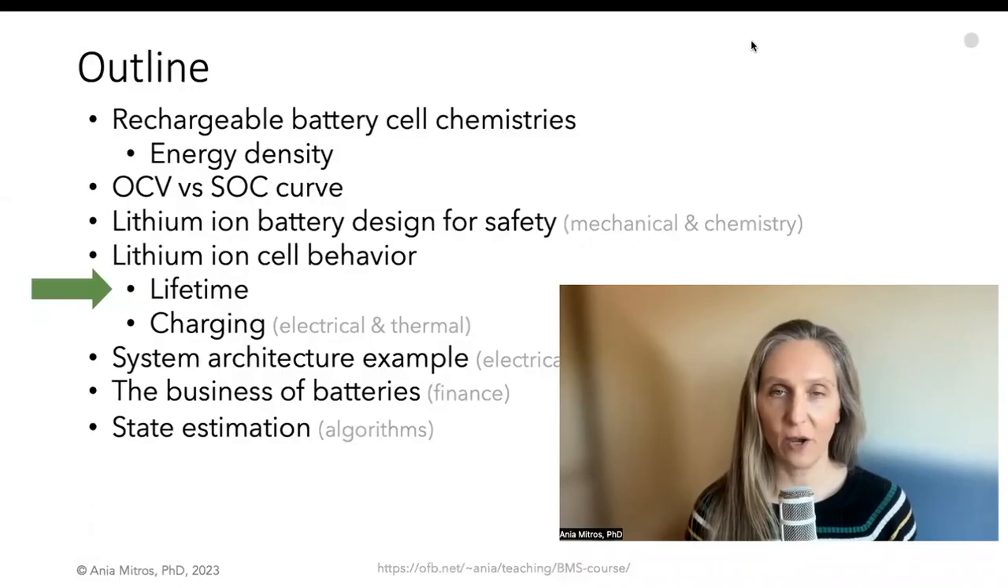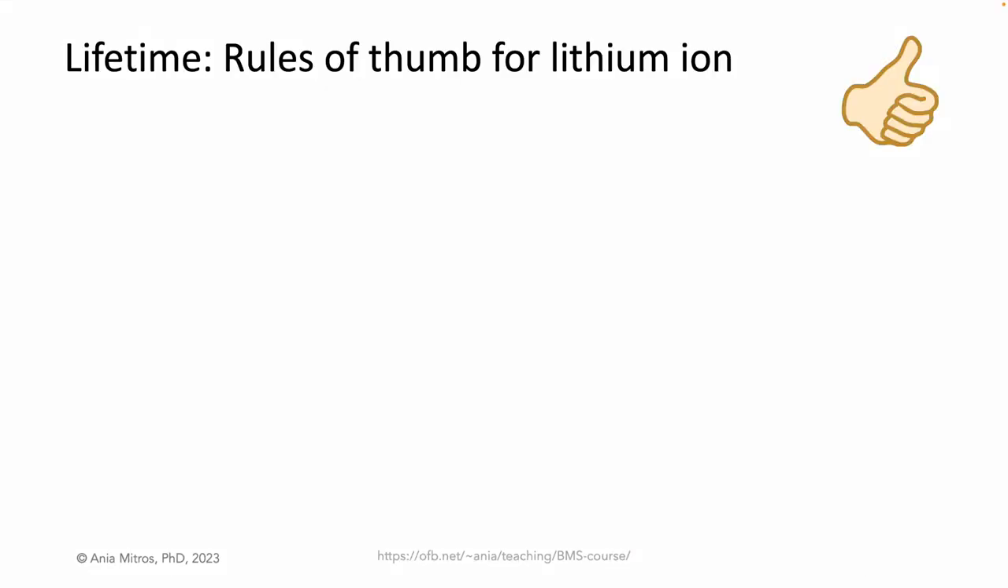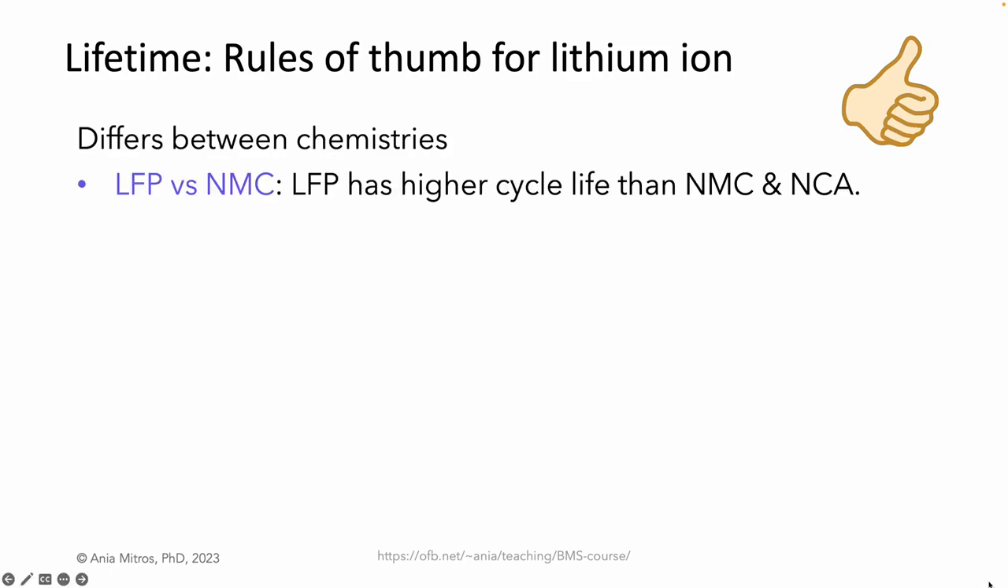To manage batteries, we must understand how they behave, so we know which behaviors we must monitor and manage. We'll quickly review what can affect lithium-ion cell lifetime and go deeper in a later lecture on cell behaviors. In the next few slides, we'll look at some rules of thumb for lithium-ion batteries. Battery lifetime varies across cell chemistries. As we cycle cells, their capacity degrades. Generally, LFP cells can withstand more cycles than NCM or NCA.